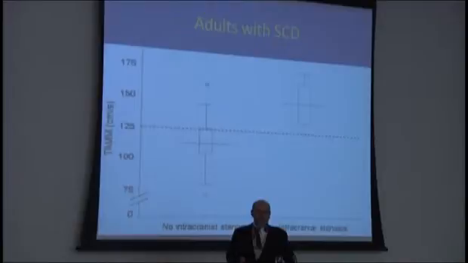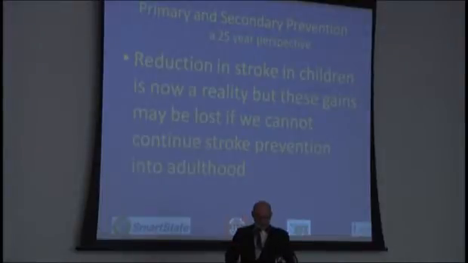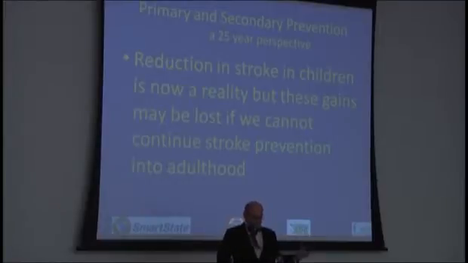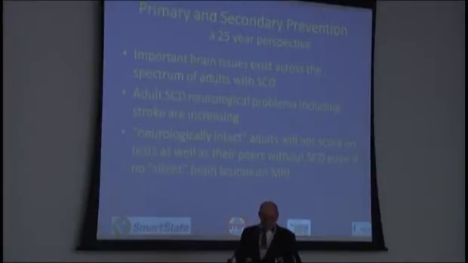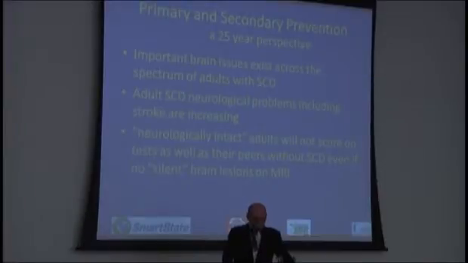Sometimes we have to use imaging as a surrogate endpoint for studies just because that's the only practical thing that we can do. I think in adults with sickle cell disease, we just need a lot more information. So it's now reality that we've reduced the stroke in children, but these gains may be lost if we can't do some prevention in adulthood. There are important brain issues across the entire spectrum. They have a lot of problems.